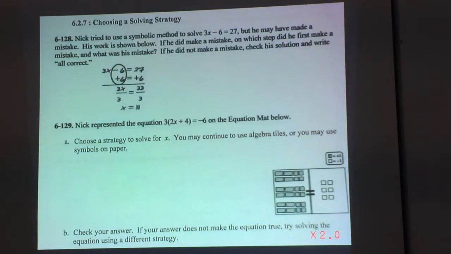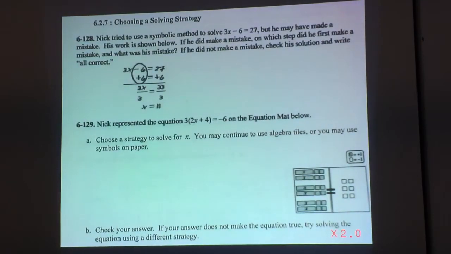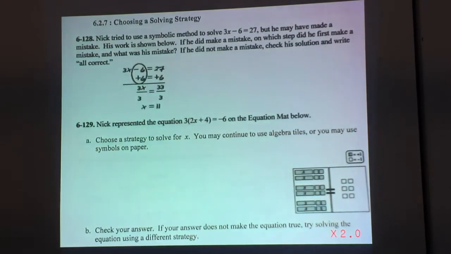627, Choosing a Solving Strategy. Okay. Question 128. Nick tried to use a symbolic method to solve the equation 3x minus 6 equals 27, but he may have made a mistake. His work is shown below. If he did make a mistake, on which step did he first make a mistake, and what was his mistake? If he did not make a mistake, check his solution and write all correct.